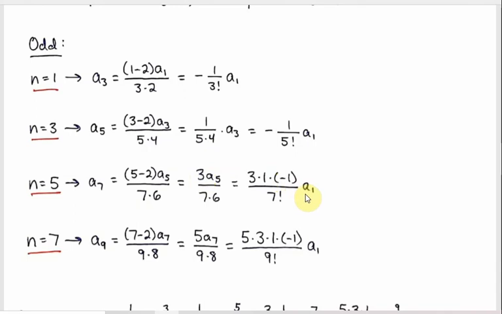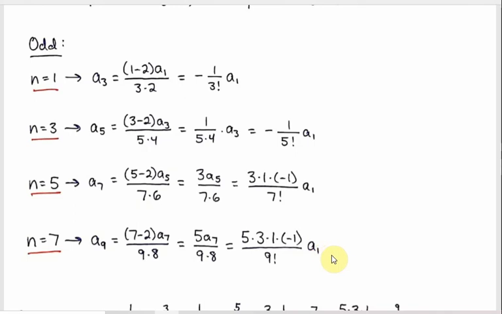All right. And then with the a1 out there. And then when n is 7, so a9, we end up here just subbing in. But then if you sub in this expression here for a7, then you'll get 9 times 8 times 7 factorial, which is 9 factorial on the bottom. And then 5 times 3 times 1 times negative 1 in the numerator times a1.